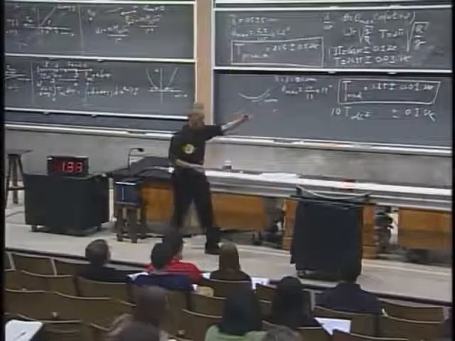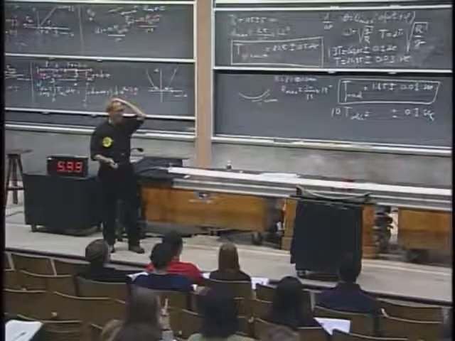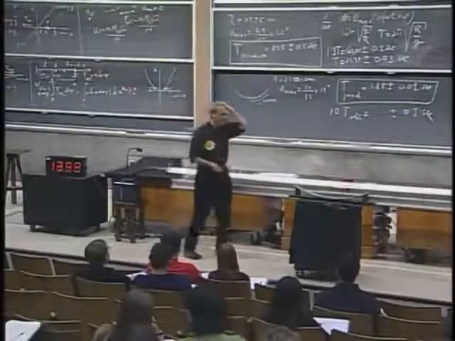Now, 1, 2, 3, 4, 5, 6, 7, I'm getting nervous, 8, 9, 10.